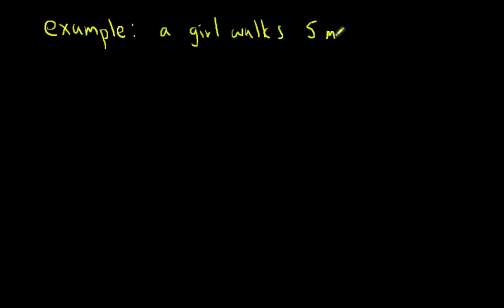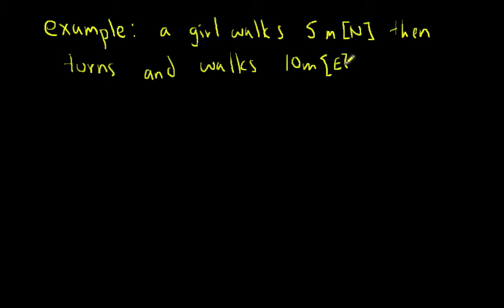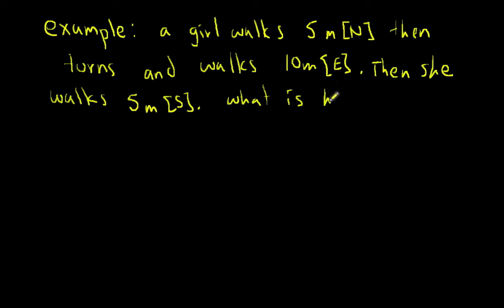Here's an example with numbers. A girl who seems to be pacing walks 5 meters north, then turns and walks 10 meters east. Then she walks 5 meters south. I don't know why she's doing this. Maybe she's doing it as a physics experiment.